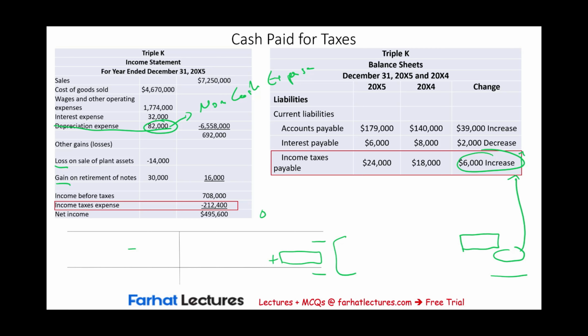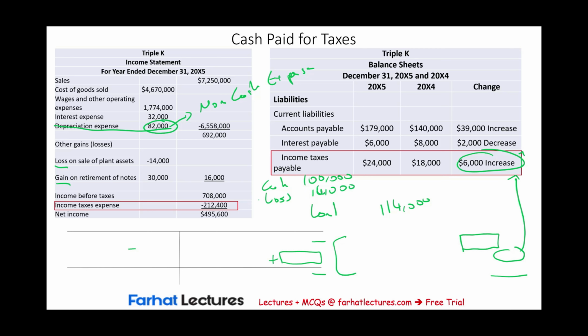Why? Because, and we explained this under the indirect method, but I will do it again. When you record a loss, let's assume this loss was because you sold a piece of land. Let's assume you had a piece of land and you purchased it for 114 and now you sold it for 100. So I'm going to credit the land 114,000. I'm going to debit cash 100,000. It means I have a loss of 14,000 and I will debit my loss 14,000.